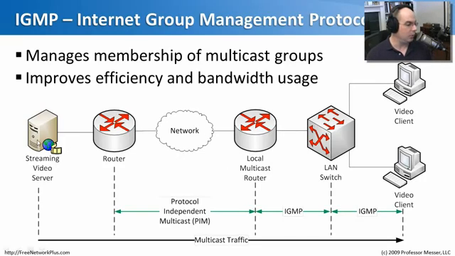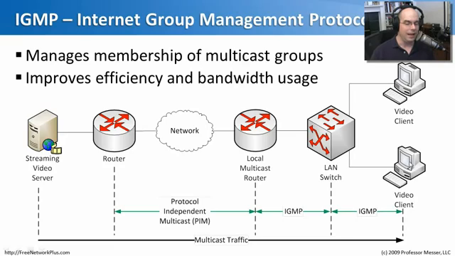So what you have is the streaming video server sends out one stream to a centralized router, which then has other routers out there across the network that would subscribe to that video and say, I would like to watch that video, please. And the video is then subscribed and sent down to that local router.